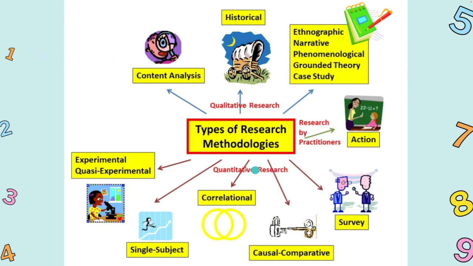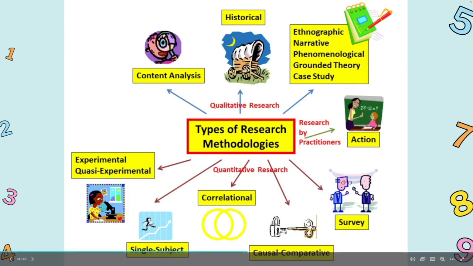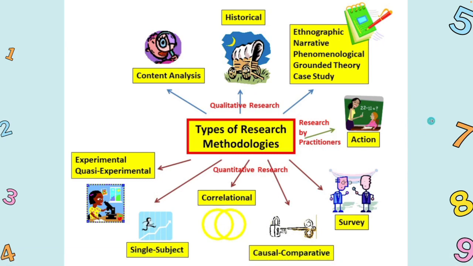The quantitative type research: experimental or quasi experimental. Then there's single subject research, which is the quantitative alternative to the case study. There's also the correlational type research, as well as the causal comparative, and then there's survey type research. And survey type is unique because it can be quantitative as well as qualitative, depending on how the survey is designed and implemented.